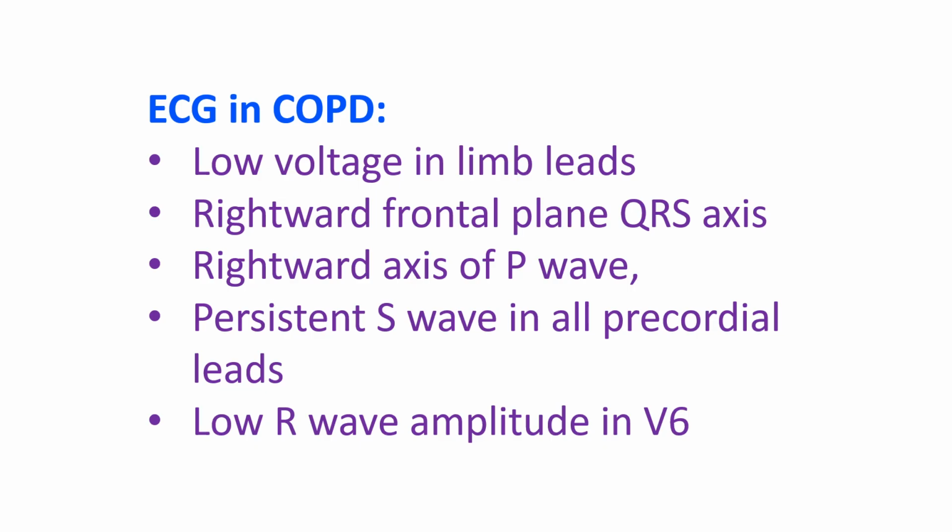In chronic obstructive pulmonary disease (COPD), ECG changes reflect the low diaphragm from increased lung volume. Low voltage in limb leads, rightward frontal plane QRS axis, which could also be indeterminate, rightward axis of P wave, persistent S wave in all precordial leads, and low R wave amplitude in V6 are usual.